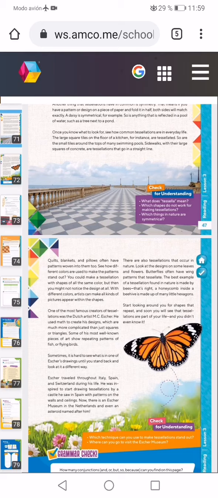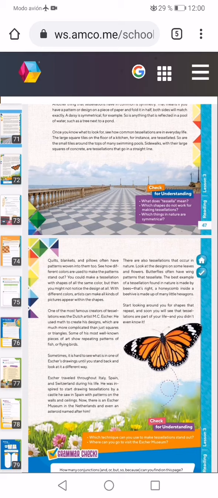Once you know what to look for, see how common tessellations are in everyday life. The large square tiles on the floor of a kitchen, for instance, are tessellated. So are the small tiles around the tops of many swimming pools. Sidewalks, with their large squares of concrete, are tessellations that go in a straight line.